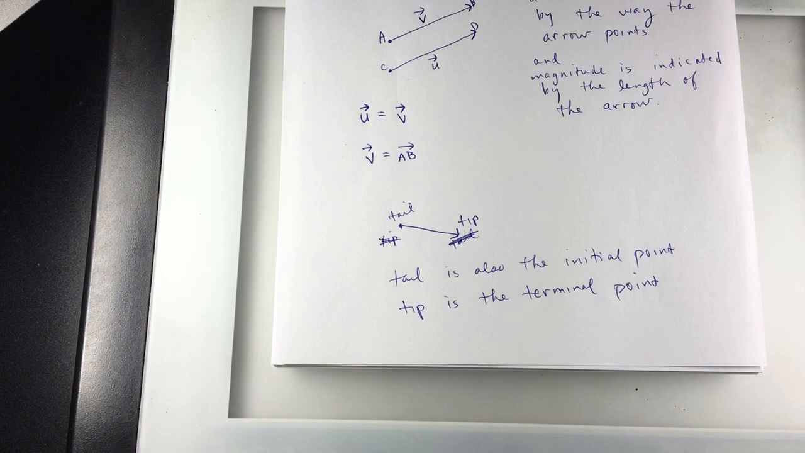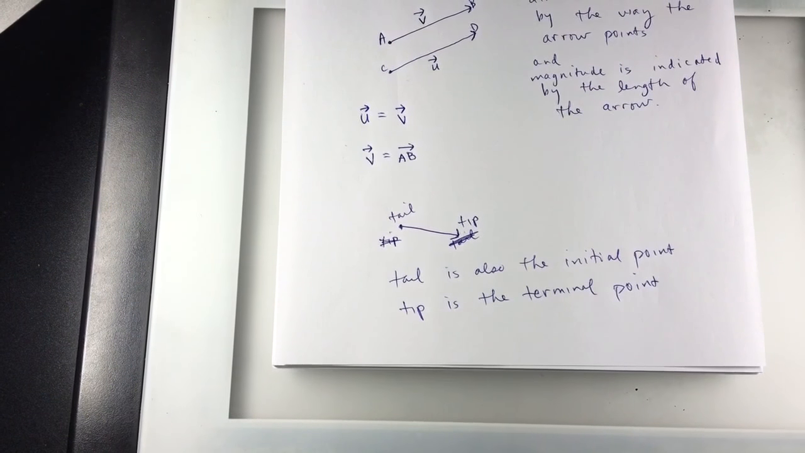Now we can add vectors. We can subtract vectors, we can multiply a vector by a scalar, and we can do this geometrically, and we can do it algebraically. So I'm going to go through that with you next.